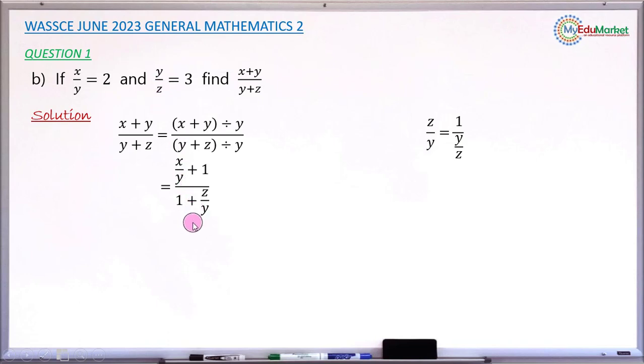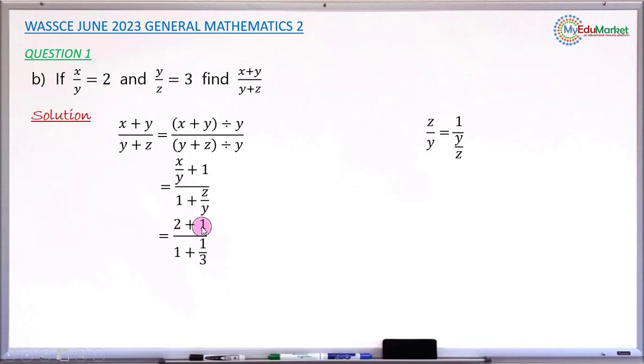So let me just go on and substitute. x over y will be replaced by 2, and z over y will now be replaced by 1 over 3. So you're going to have 2 instead of x over y, then plus 1. This is 1 over 1, which is copied. Instead of z over y, you now put 1 over 3, which is the reciprocal of 1 over y over z.